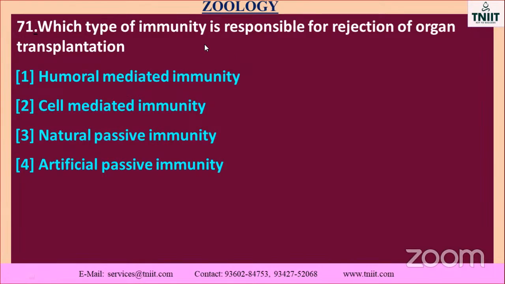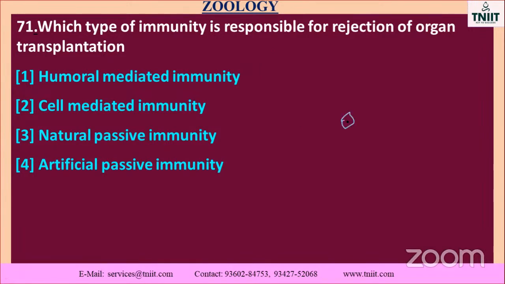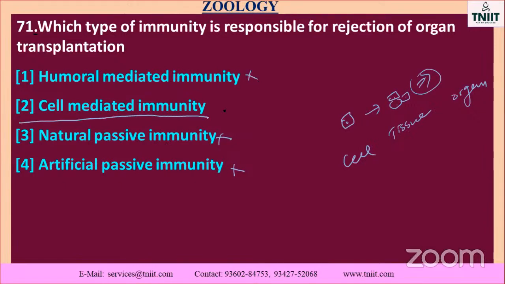Which type of immunity is responsible for the rejection of an organ? An organ is made up of what? This is called a cell. More than one cell united together form a tissue. Tissues are united together to form an organ. So it is related to which one? Tissue and cell. Here, which one is the correct one? Artificial? It will not come. Natural passive immunity? It will not come. Humoral immunity? It will not. Cell mediated immunity is the correct answer.